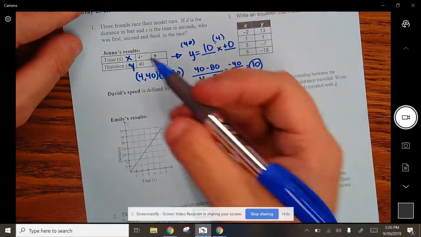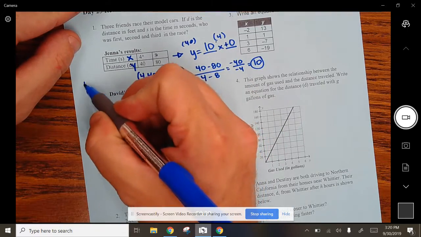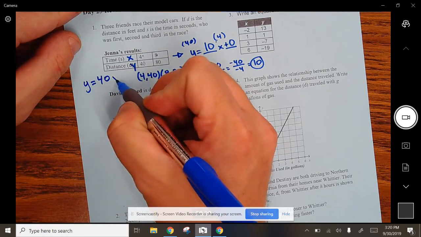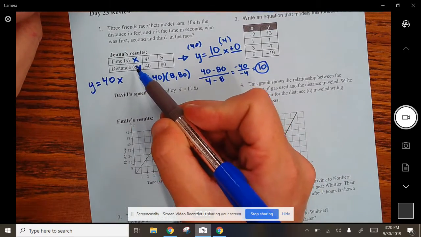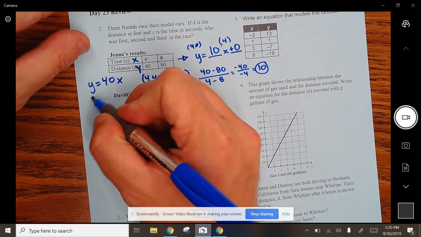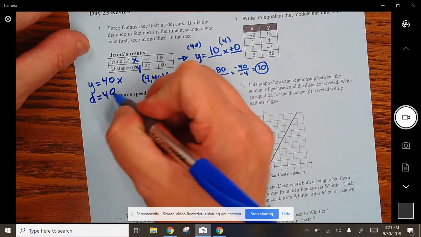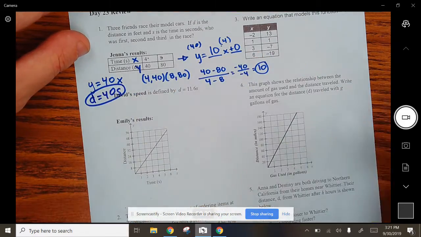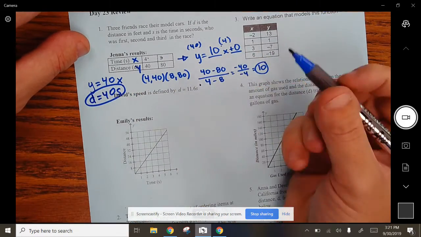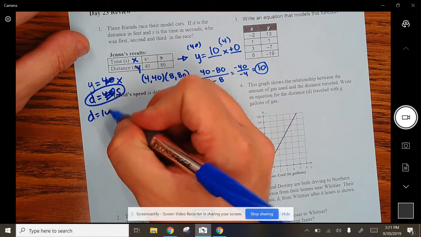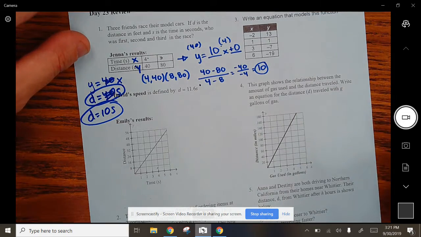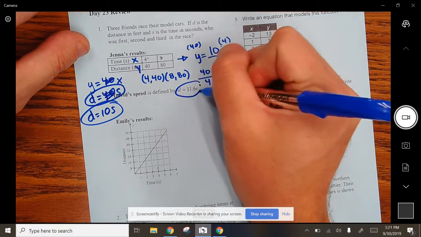So if I was to write this out cleanly, Jenna's results were y equals 10x. And if I wrote it out the way they had the s and the d here, it would be distance equals 10s. And that's super important to look at. Why did I put 40? It should be 10. Hopefully you guys caught that error too, and were trying to yell through the screen and tell me.